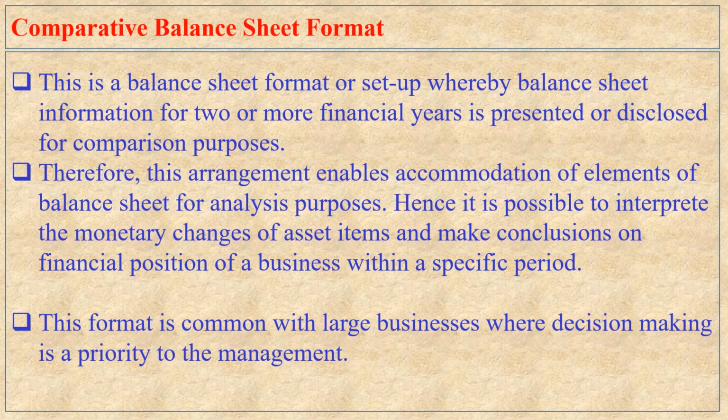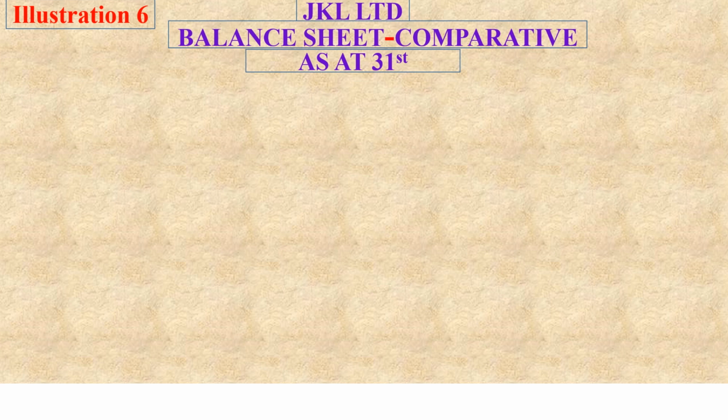Now, this format is common with large businesses where decision making is actually a priority to the management or the owners of the business. Now, the next illustration, that is illustration 6, again we are going to use the JKL Limited company to represent that information. This is as at 31st. Sorry, in my case I've not indicated, but let's assume that's 31st December 2021.